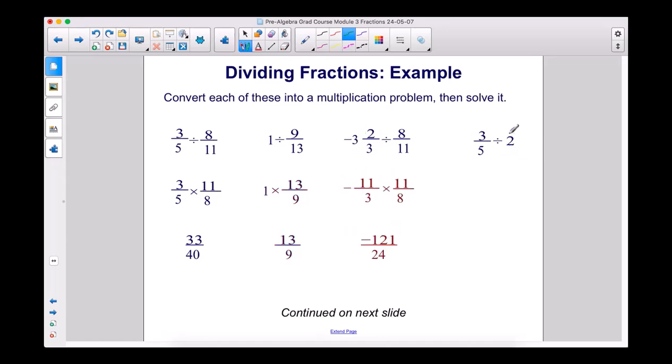3/5 divided by 2. Well, what's cool is that 2 is the same thing as 2/1. So look, now we have a fraction problem. Therefore, 3/5 times flip it, 1/2. 3 times 1 is 3. 5 times 2 is 10. The answer is 3/10. And there you have it.